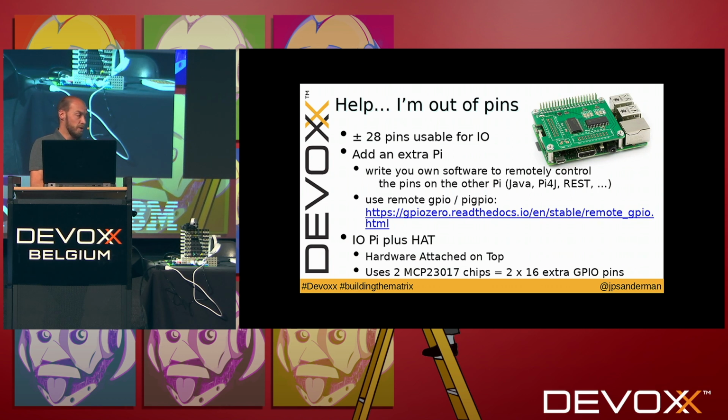But you could also use extra hardware, and in this case an IO Pi Plus hat. Now a hat is hardware that you attach on top of your Pi. And the IO Pi Plus hat adds an extra 32 GPIO pins to your Raspberry Pi. And the nice thing is that you can actually stack 4 of them on top of each other, adding a total of 128 extra GPIO pins to your Raspberry Pi.